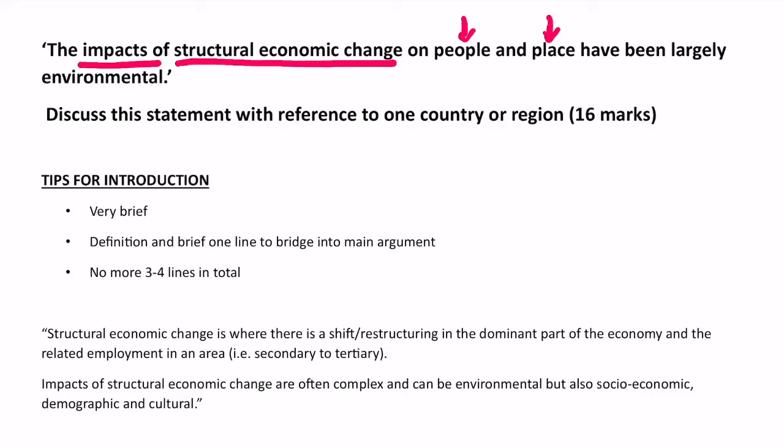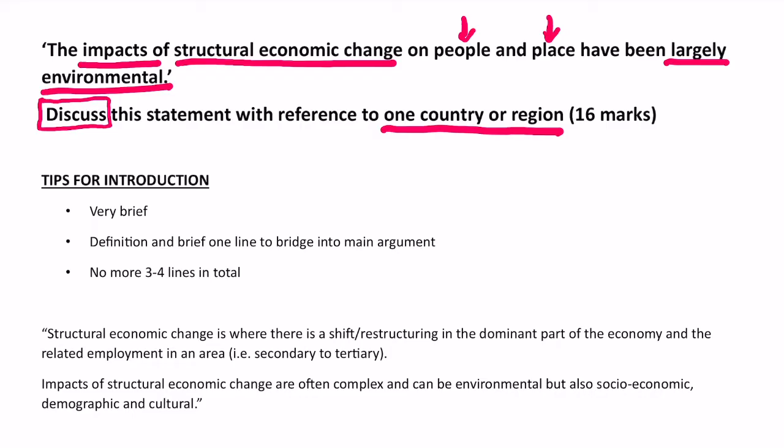And the question is actually asking me, do I think that these impacts are largely environmental or not? The command word for this is discuss. So a bit like you might have done at GCSE, I need to say one side of the argument where I'd say that yes, it is environmental, and then another side of the argument to say, well, potentially it's not, and I'm making a judgment on that. It says I need to have a case study. So here, one country or region. In this example, I'm going to be talking about Birmingham. So I've broken down the question.